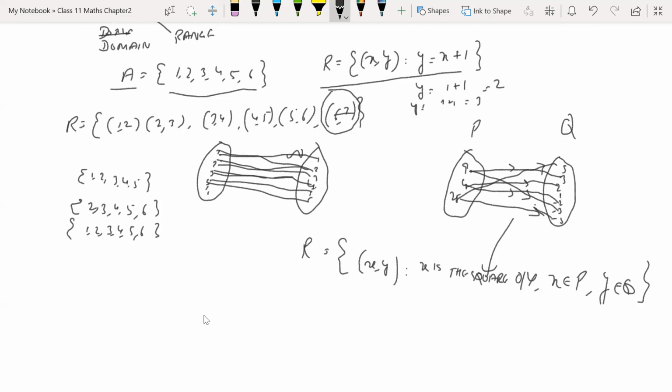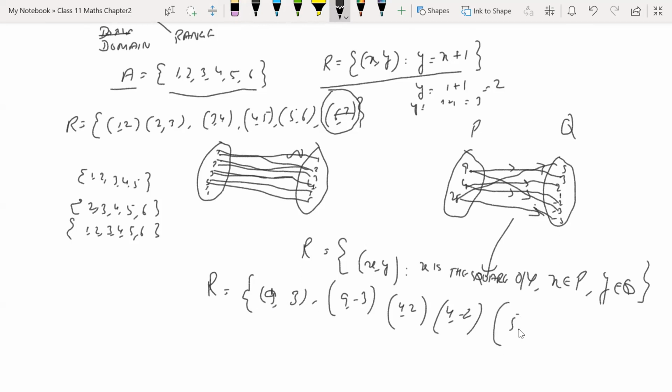And in the roster form, we can write it as (9, 3), (9, minus 3), (4, 2), (4, minus 2), (25, 5), (25, minus 5). We would write this in the roster form also.